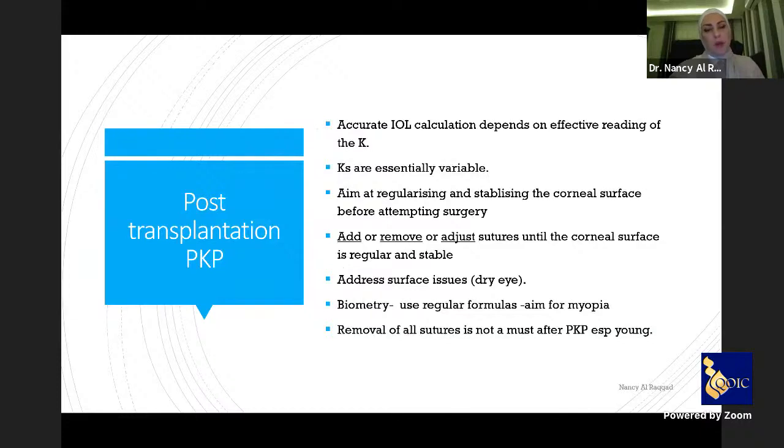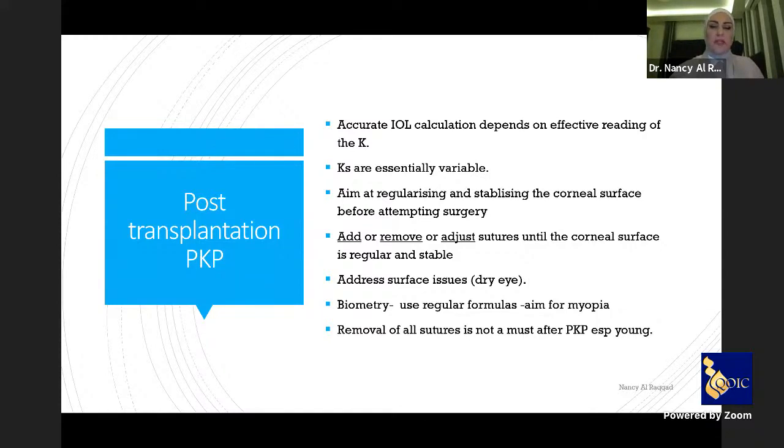So what about IOL power calculation post-PKP? It solely depends on effective reading of the K. Ks are essentially variable, and we have to aim at regularizing and stabilizing the corneal surface before attempting any surgery. We can add, remove, or adjust sutures until the corneal surface is regular and stable. And once we take the measurements, we have to address any surface issue like dryness, and then we can use the biometry using the regular formulas.